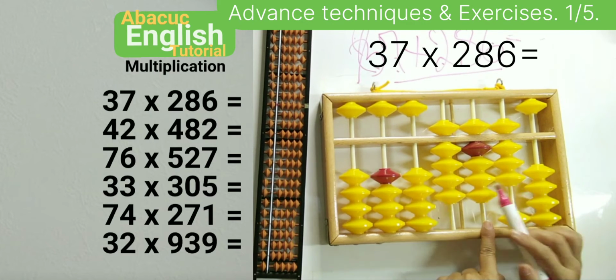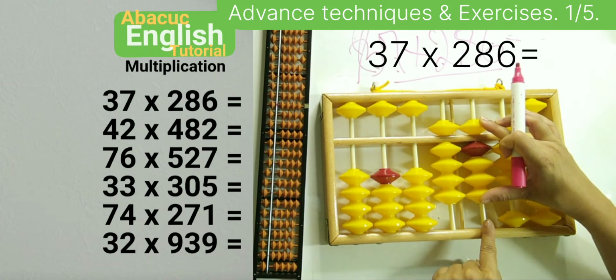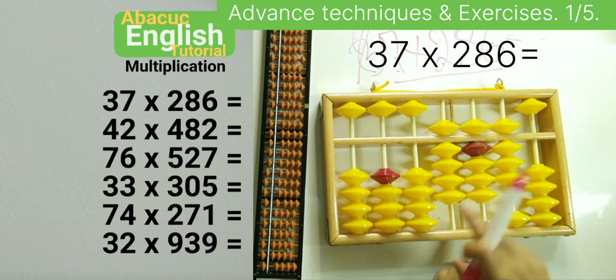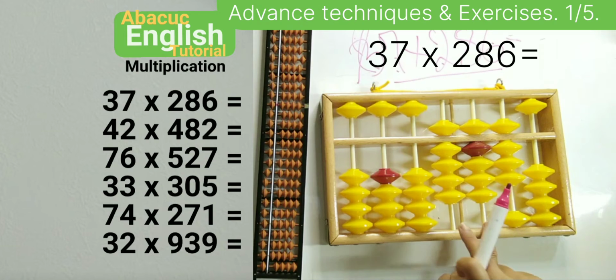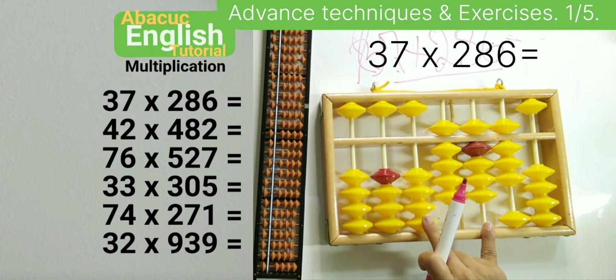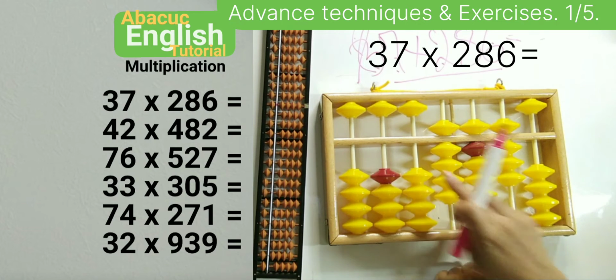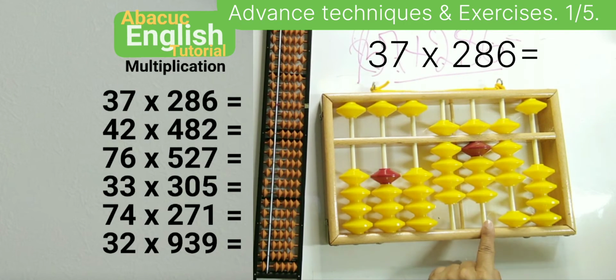You have to borrow from the next rod, because all the beads are moved here and the next rod is also moved, which means we have to borrow from this rod. So look here, this is tens, this is 100, and this is the 1000 rod here. So we are going to borrow 1000 to place 50 here. So this is how to borrow 1000 to place 50.